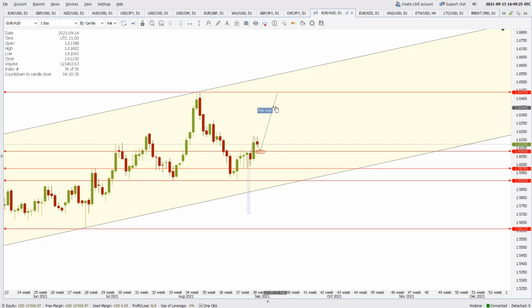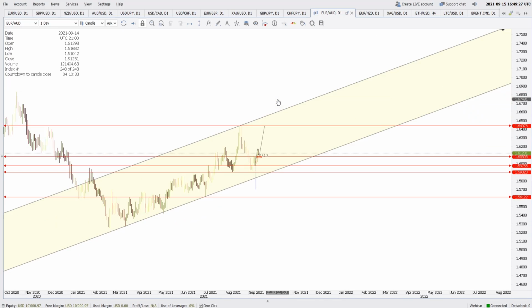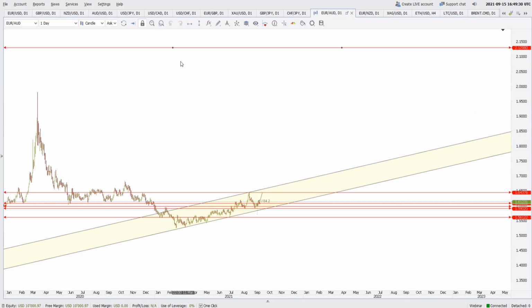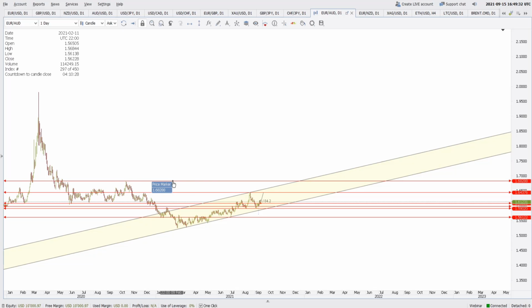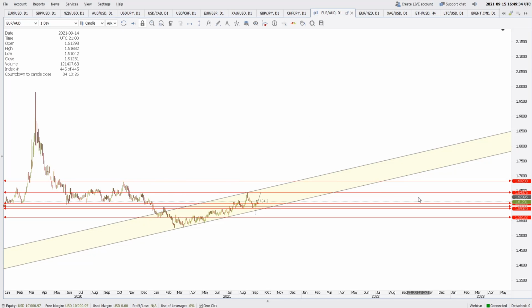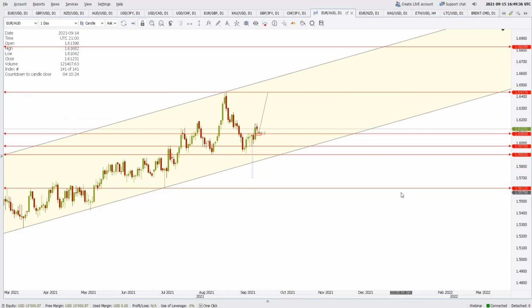So if we go on the upside, 1.6437 is going to be the resistance, and if that is taken out, then this high here will be the next level of resistance at around 1.6828, which is very much possible in this market.